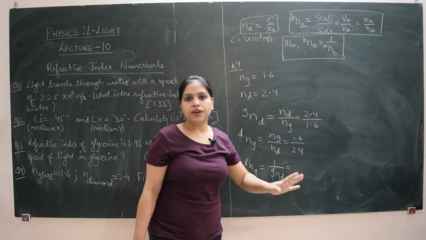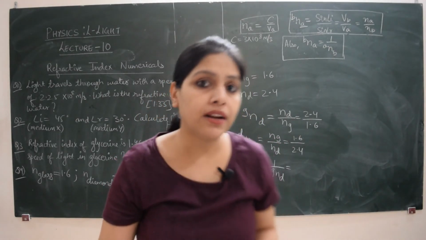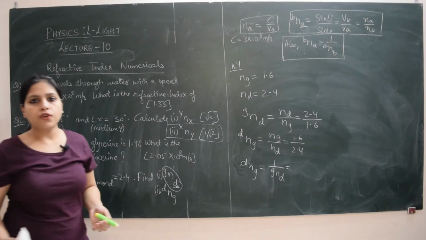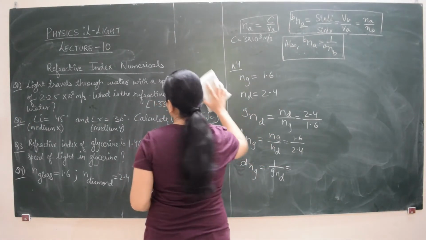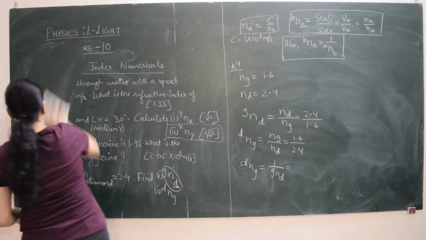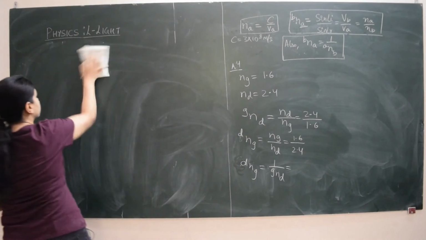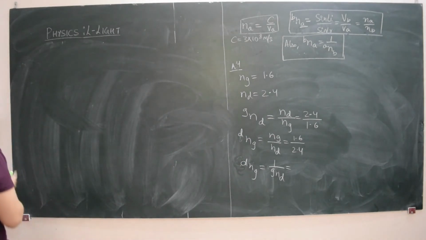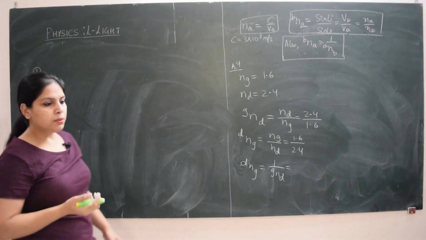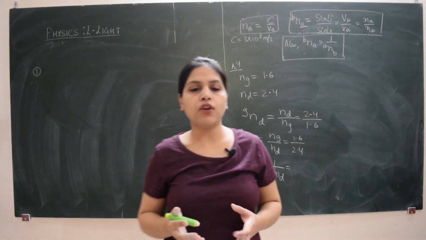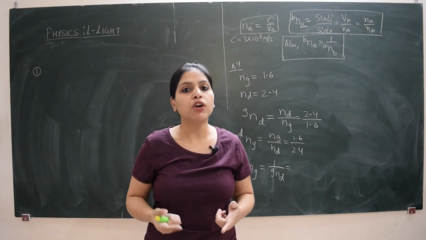So this is all about refractive index and basic numericals. The last thing in this video that we have to do is conditions for zero refraction. There are two conditions for zero refraction. Condition number 1: I told you in the beginning when we talked about refraction that a ray of light bends when it passes from one medium to another, and that happens because the speed of light changes.